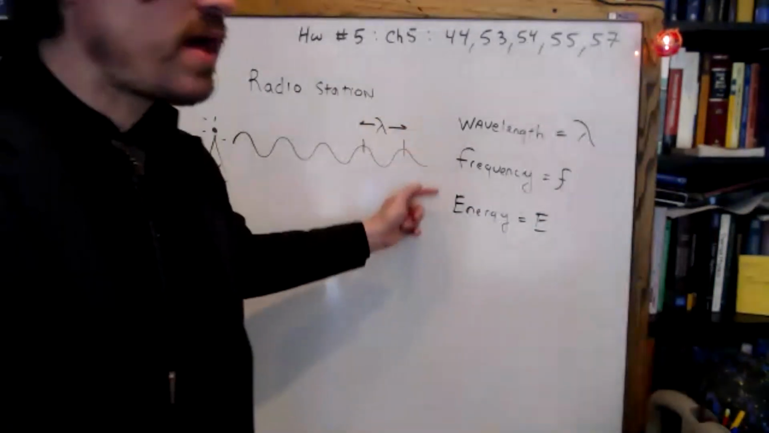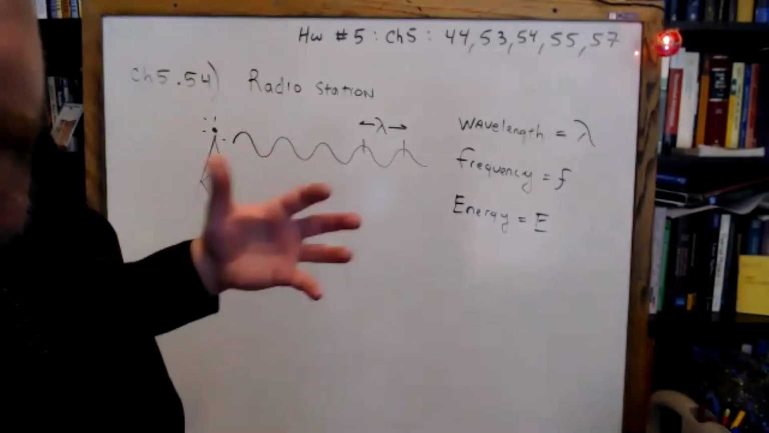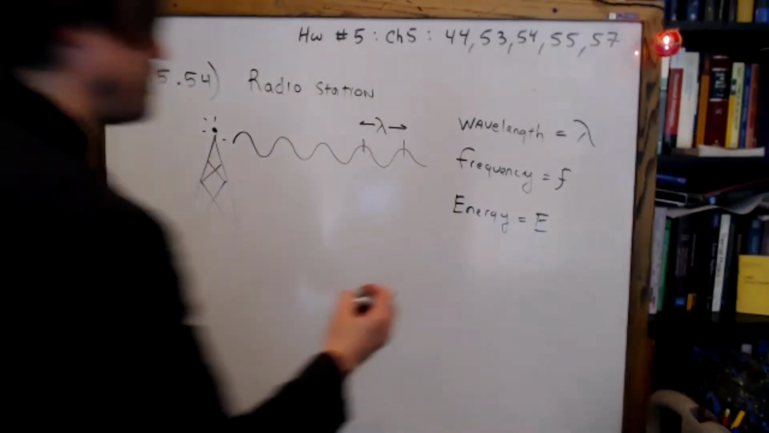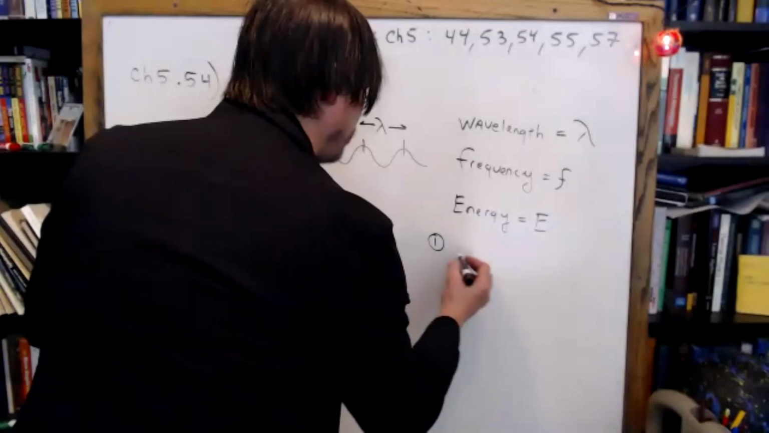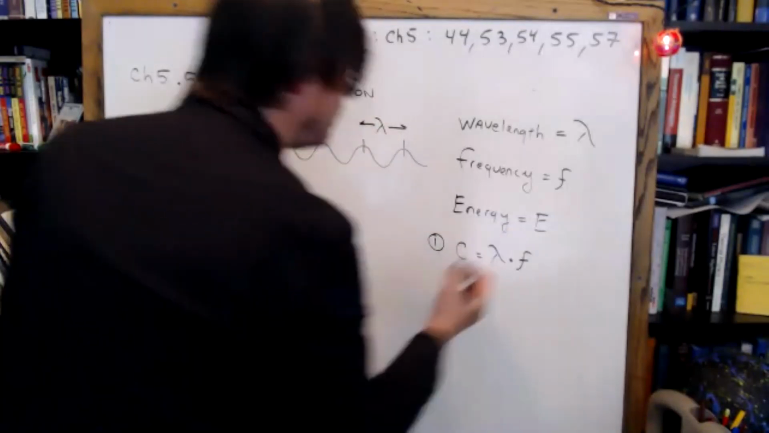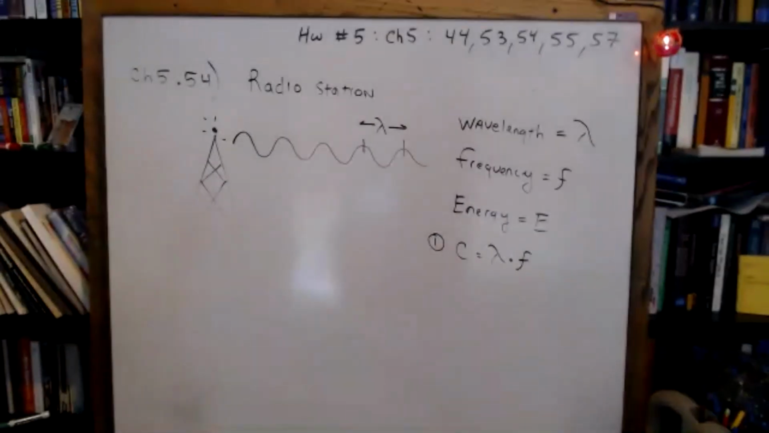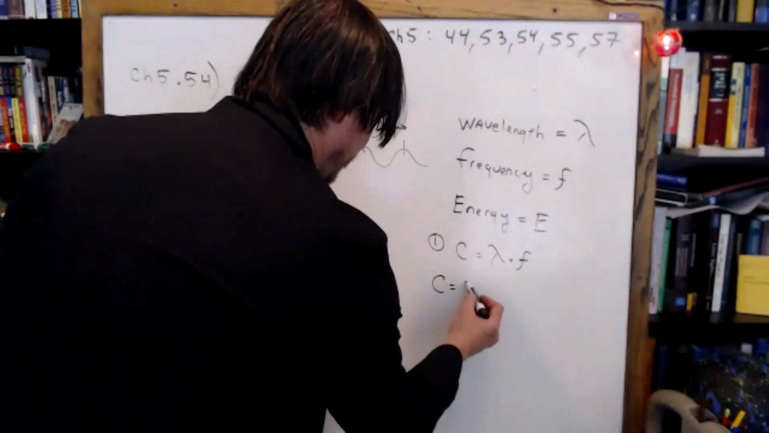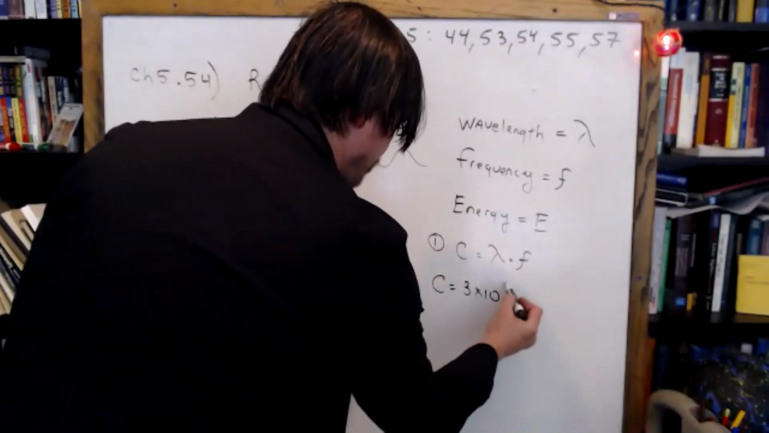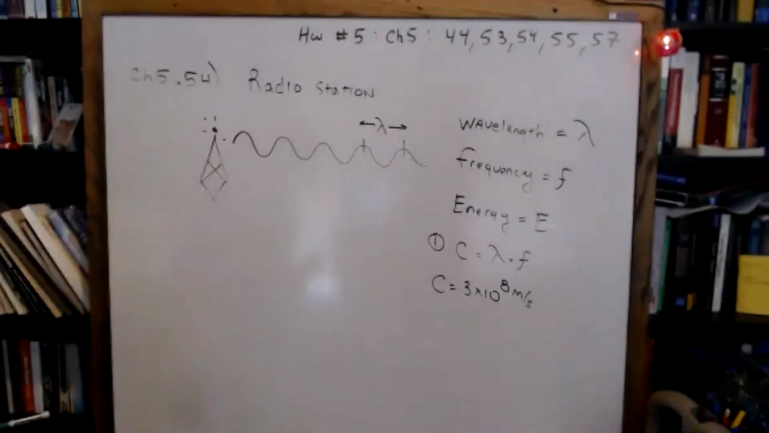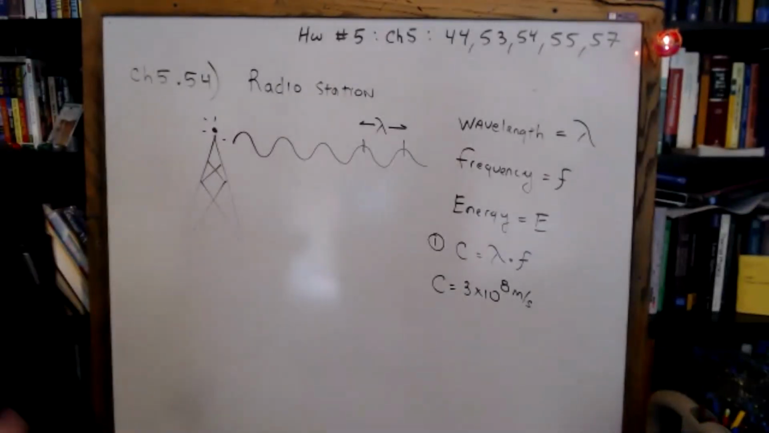And these three quantities are related to each other by a couple of famous formulas that you're going to be using in this problem. The first formula, I sometimes call it Formula 1, is that the speed of light is the wavelength times the frequency, where the letter C represents the speed of light in a vacuum. It's a constant value of 3 times 10 to the 8 meters per second.